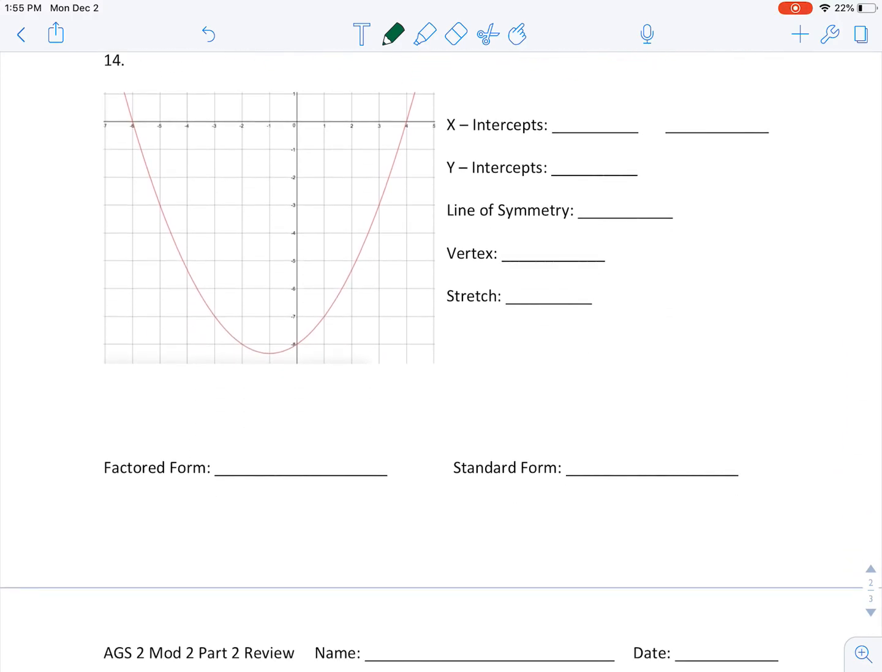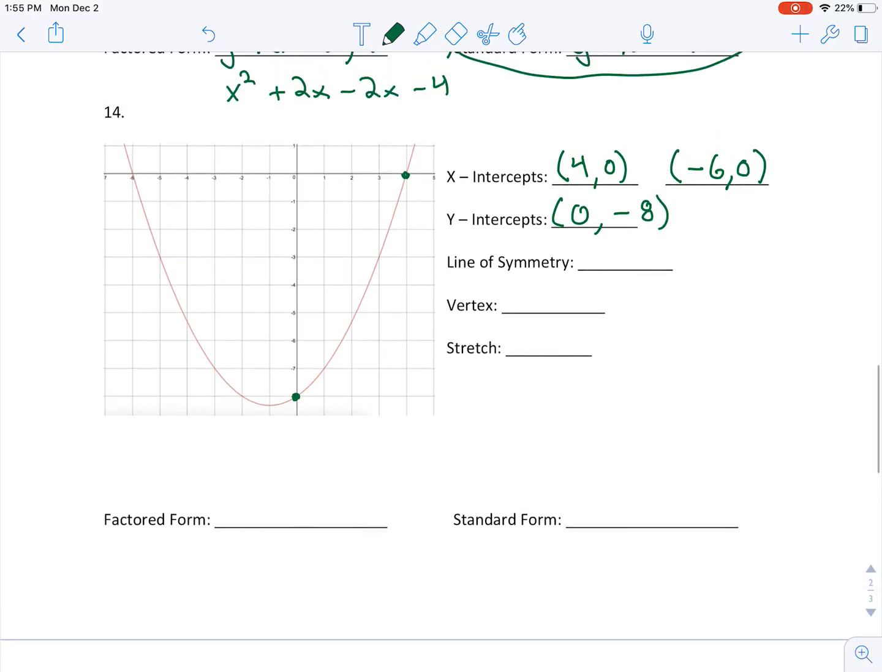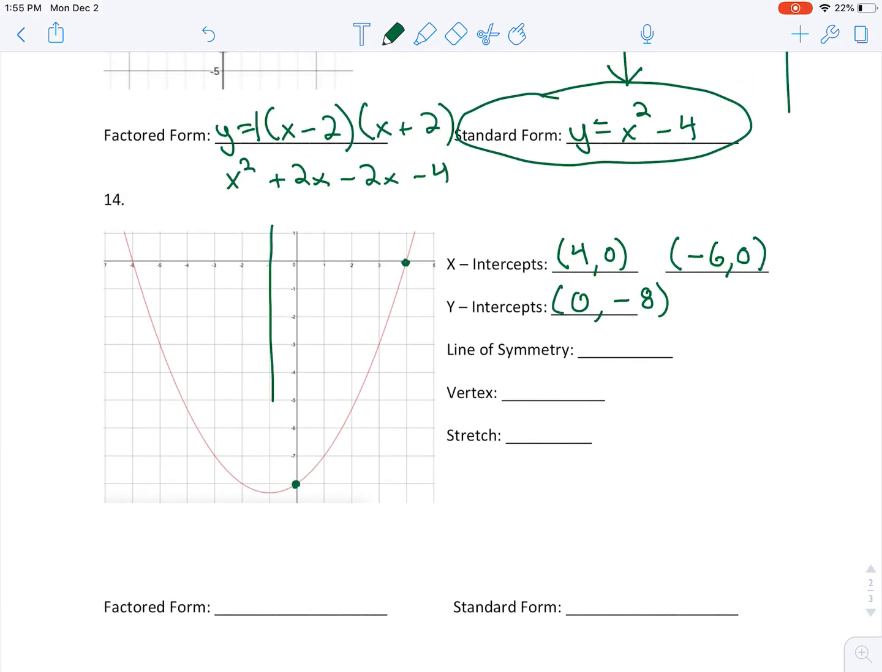Number 14, x-intercepts. Well, what's that? That's 4, 0. I would recommend pausing the video and trying this on your own instead of just copying. And then -6, 0. And then the y-intercept is down here. That would be 0 over and 8 down. And the line of symmetry, well, what's x equal right there? It equals -1.